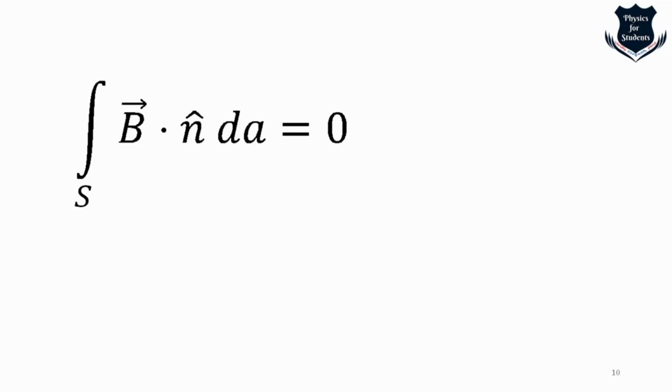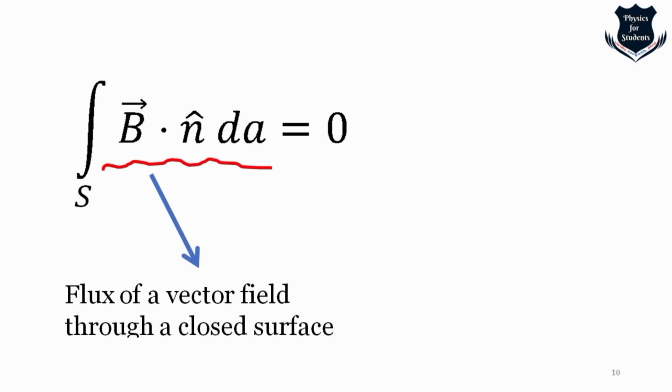Okay, so this is the equation in integral form. So let us find out what it is. The left hand side of the equation is a mathematical description of the flux of a vector field through a closed surface, and the right side is identically 0. So in this case, Gauss's law refers to magnetic flux, which you can imagine as the number of magnetic field lines passing through a closed surface S.